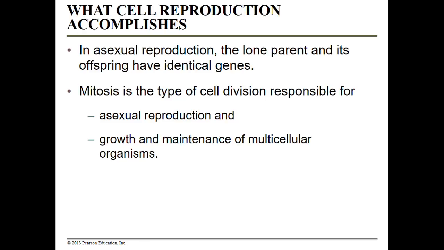So what asexually reproducing organisms would do is go through mitosis. Mitosis is normal cell division. It'll be asexual reproduction where genes aren't mixing, and then just the growth and cell division within organisms.